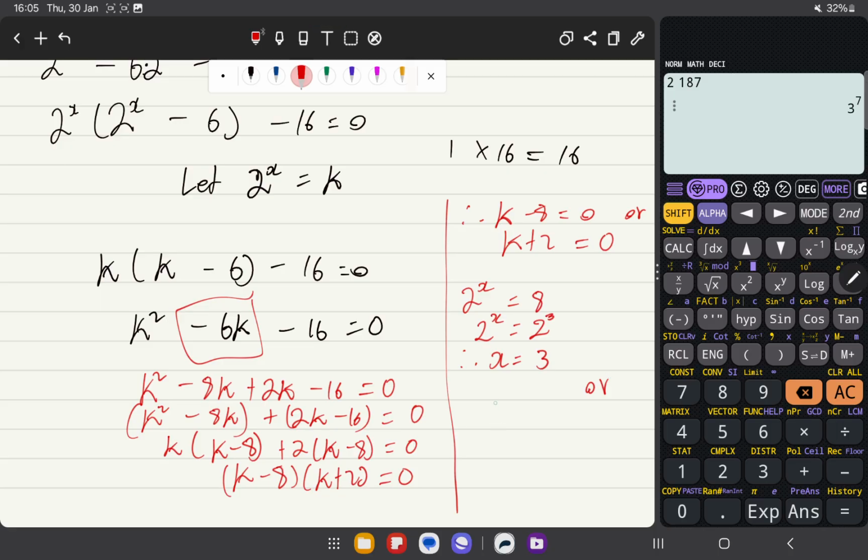Or 2 to the power of x is equals to negative 2, right? But here you see there's going to be a problem, and the problem is that there is no exponent. We cannot really, I mean, we have our basis as 2, but this one is minus 2, not just 2. So that is going to be a problem. So we can just say no solution here.